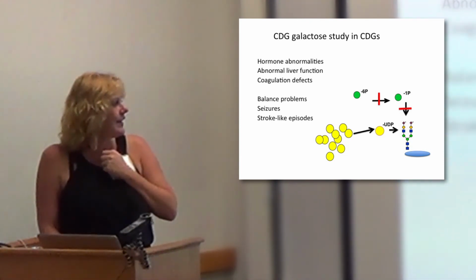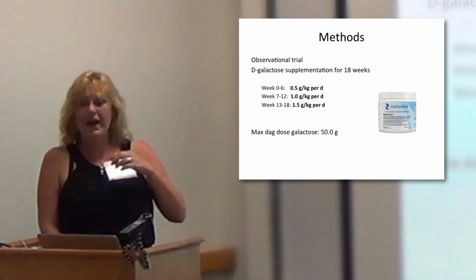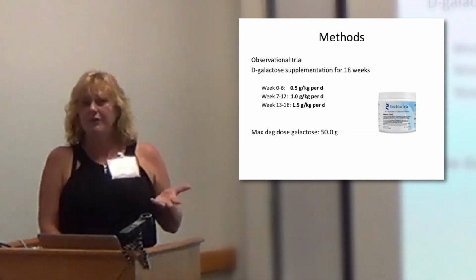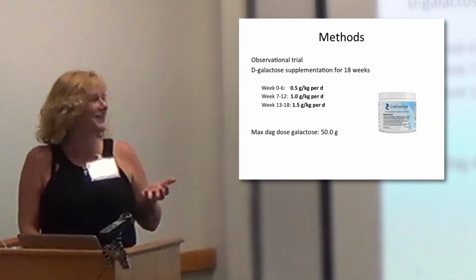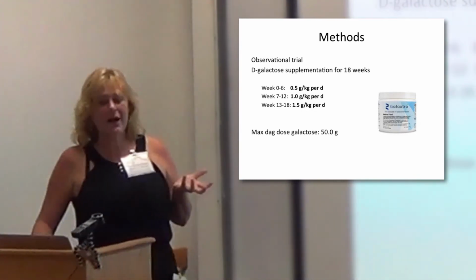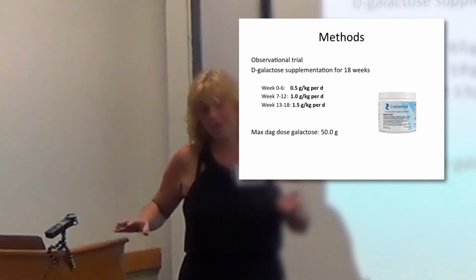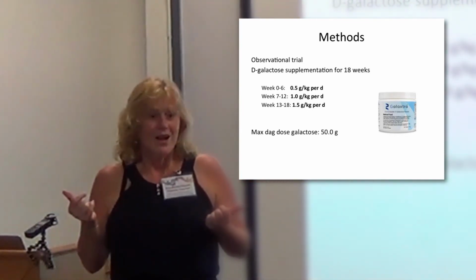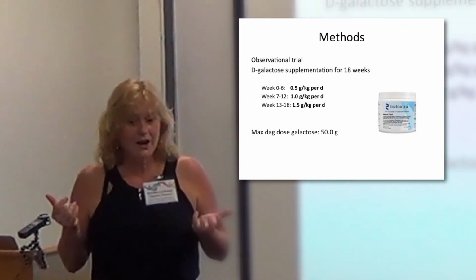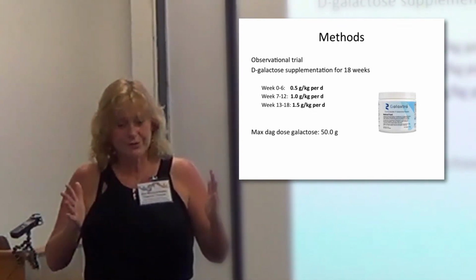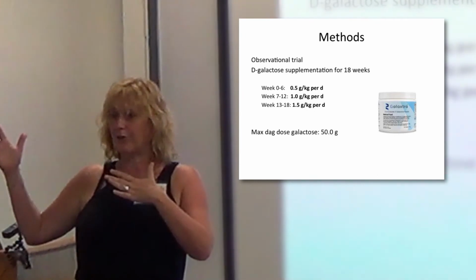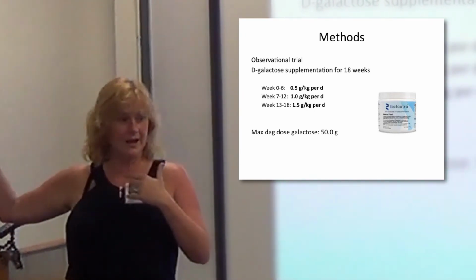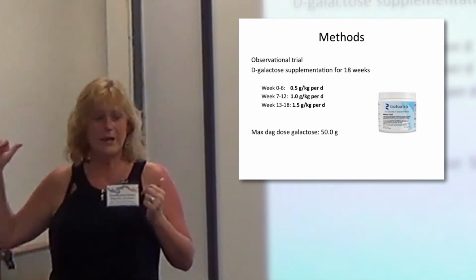And then in our study, what we are doing is we have an upload protocol. We give galactose powder to our patients. That's a powder which has a very mild taste. It's from milk sugar. And then the patients get a lower dose for 6 weeks. Then we increase it to a double dose and then triple it in the last 6 weeks.